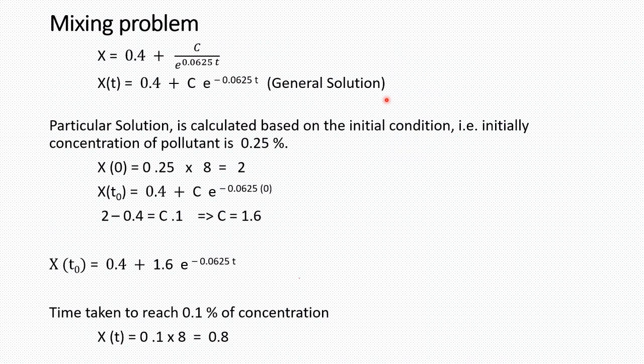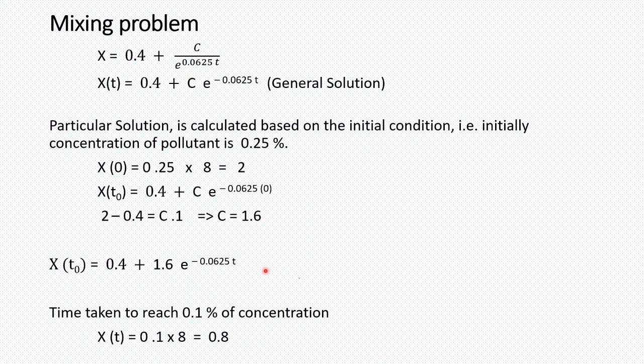This is the general solution. The particular solution is calculated based on the initial condition, that is, initially the concentration of pollutant is 0.25%. So the amount of salt at that time, t equal to 0, is 0.25% times 8, which is 2. Putting the value of x(0) in the general solution and simplifying, we get C is equal to 1.6. Put the value of C in the general solution, we get this particular solution: x(t) is equal to 0.4 plus 1.6 times e to the power minus 0.0625 t.